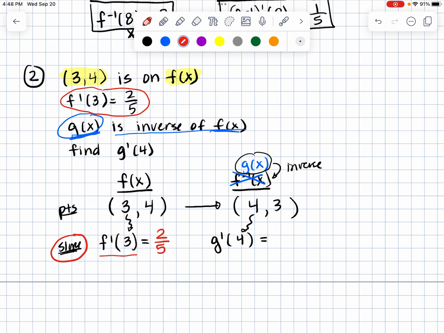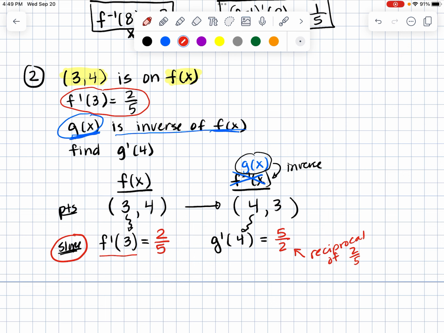How are the slopes related in inverse functions? Remember, they're just reciprocals of each other. So if f prime of 3 is 2/5, then the inverse slope would be 5/2. Okay, so this is just the reciprocal of 2/5. Now once you fill everything in, again, you should be able to answer any question that they give you.